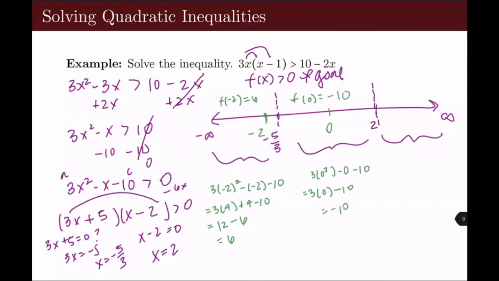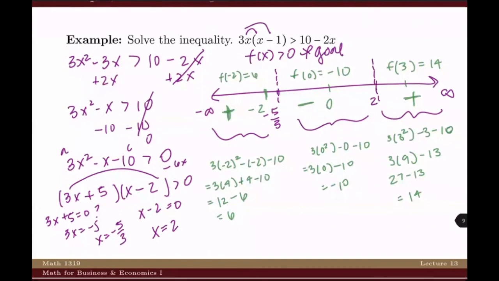So negative 10. So far I've got positive here, negative here. Now I want to figure out my third interval. I'm going to plug in 3 because it's bigger than 2. So I'll have 3 times 3 squared minus 3 minus 10. This is going to be 3 times 9 minus 13. 3 times 9 is 27, and 27 minus 13 is 14. So that means f of 3 equals 14. So this is positive.